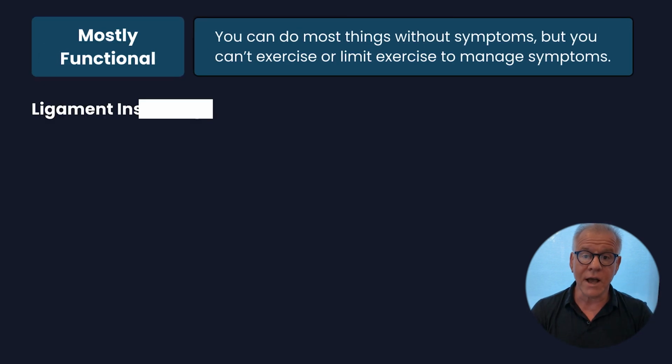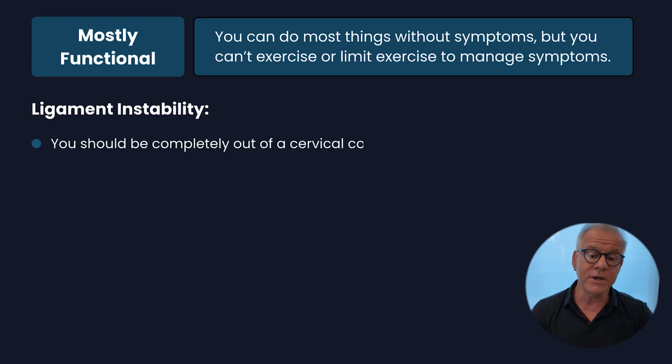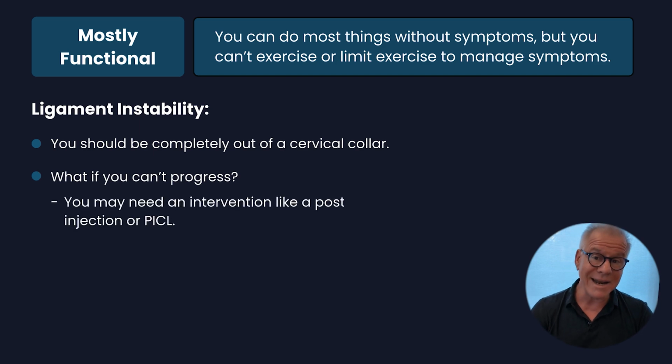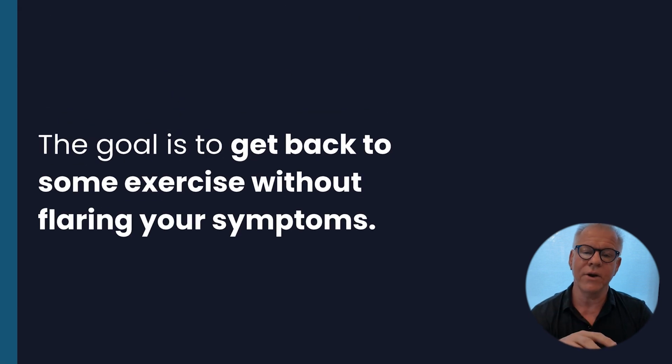The first thing we're going to talk about is collar use here. A lot of patients who have CCI use collars. So at this point, you should be completely out of a cervical collar. Now, what if you can't get out of the cervical collar at all? Then you might need an intervention like a posterior injection or a PICL. And again, the goal here is to get back to exercise really without flaring your symptoms.